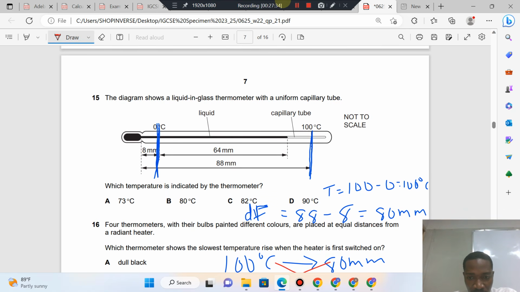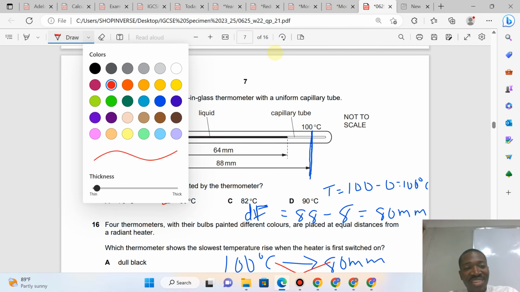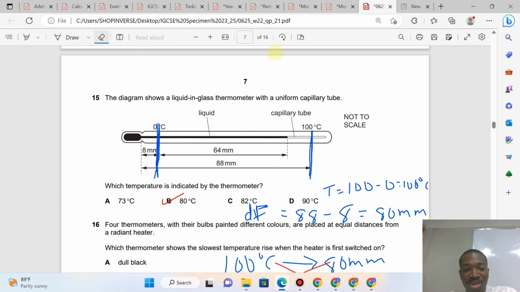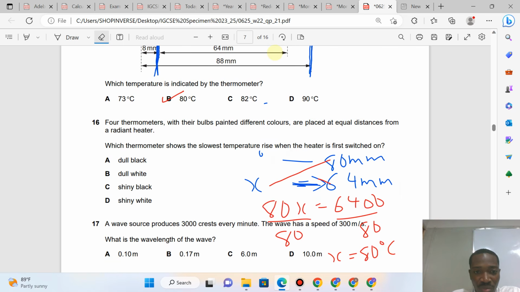Hold on. Question 15, right? Sorry, 80 degrees Celsius is option B, not option C. Sorry about that. So I have to wipe off all of this so I can get enough space to solve the next question. So question 16, that's the next question.